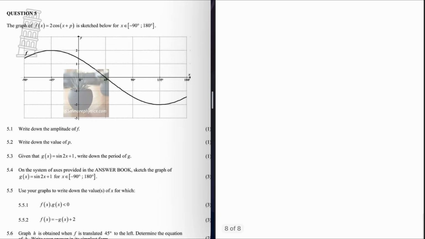Now let's take a look at question number 5. The graph of f of x is equal to 2 cos x plus p. So there's been a horizontal shift, and it's sketched below, and they've given us the domain. Question 5.1 reads, write down the amplitude of f. So to calculate the amplitude, we can say that amplitude is equal to the maximum value minus the minimum value divided by 2. The maximum value is 2, the minimum value is minus 2, divided by 2, and that gives me 2. Or you could just simply read it from there.